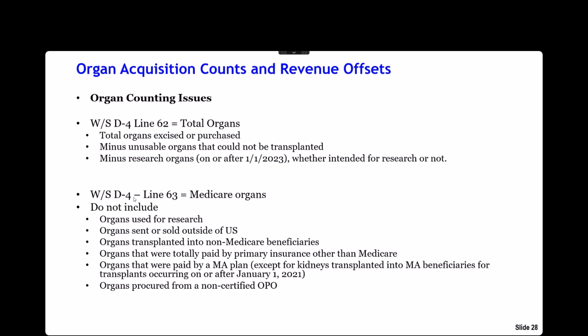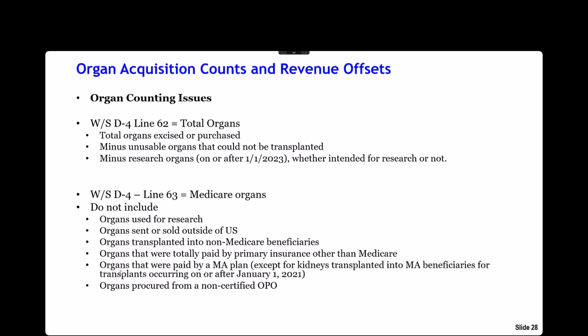And then we have Medicare organs on line 63. It basically says, we start with total organs, but only those that were for Medicare beneficiaries. We cannot use organs used for research. Those have to be subtracted. If the organ was sent or sold outside of the U.S., that has to be subtracted. If they're transplanted into non-Medicare beneficiaries, of course, if the provider is aware of that, then that can't be included. If the organ was totally paid by primary insurance other than Medicare, in other words, if Medicare didn't pay any portion of the transplant, then they're not going to pay any portion of the acquisition either.